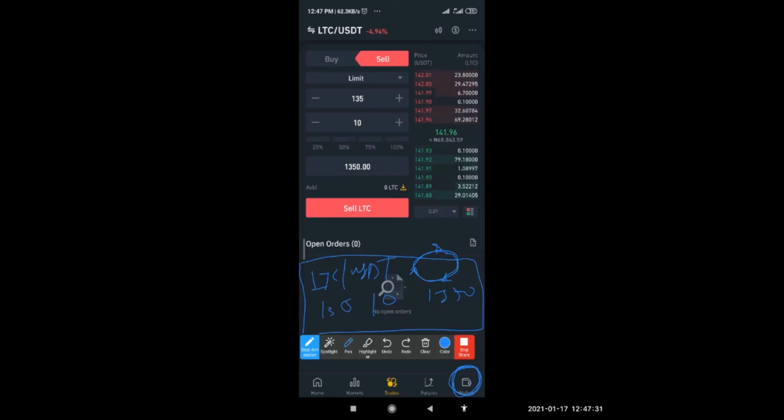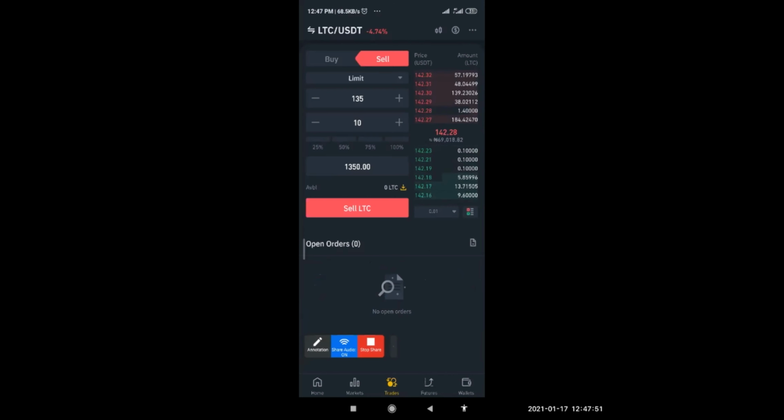So this is where your wallet is. Your wallet is where all your coins are, and you'll find everything there. Whether you bought BNB, BTC, RIF, ADA, LTC, Ripple or anything, you'll just click here and all your coins will be there. Okay, so this is basically what happens under the trade.